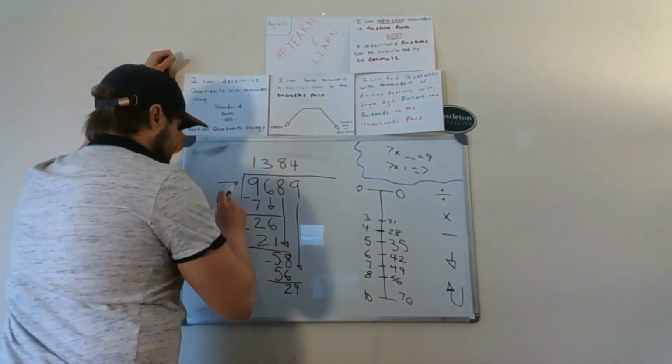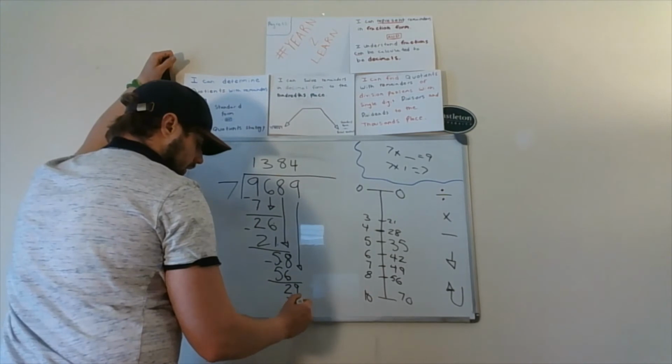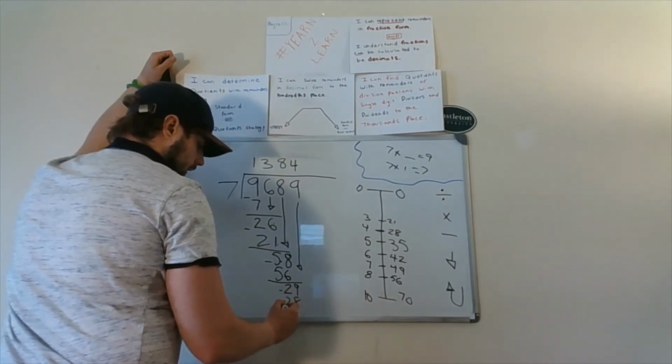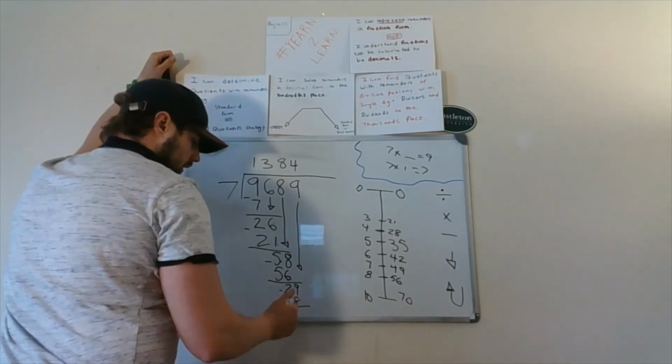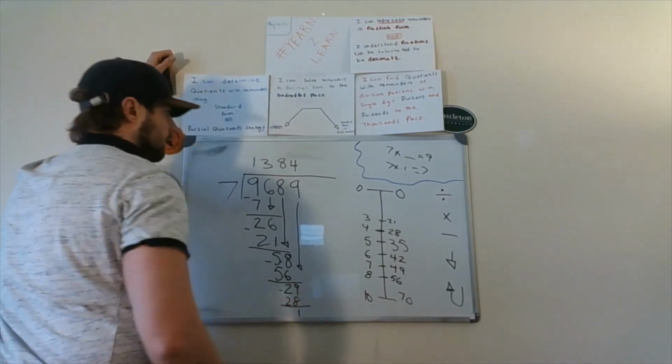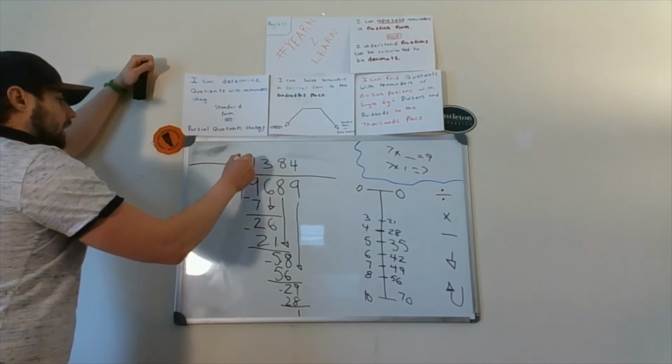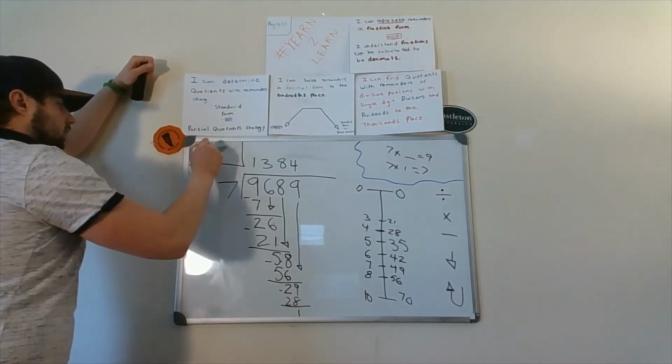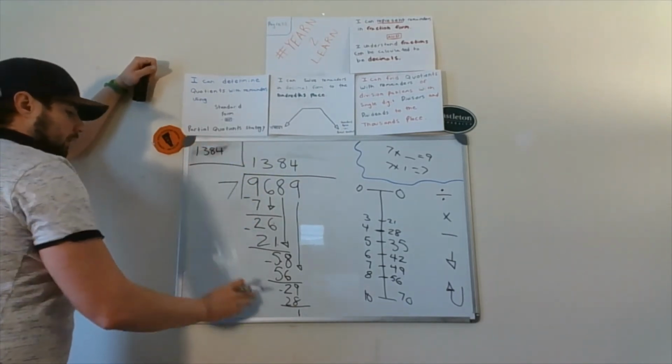7 times 4 is 28. I subtract out. 29 minus 28 is going to give me 1. We could stop there. We have 1,384 with a remainder of 1.